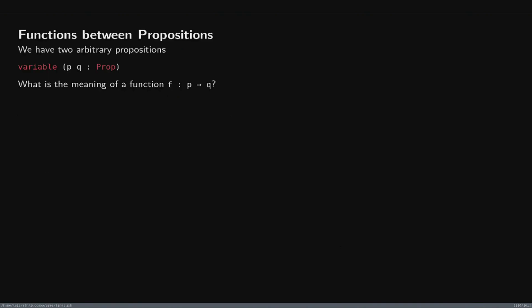Let's investigate the system a little bit. So now we consider two arbitrary propositions, P and Q. And now we ask, what is the meaning of a function from P to Q? And syntactically, this really reminds you, hopefully a lot, of an implication, right? The function arrow looks like an implication arrow. And not only syntactically is this true, it is even true semantically. How are these the same?